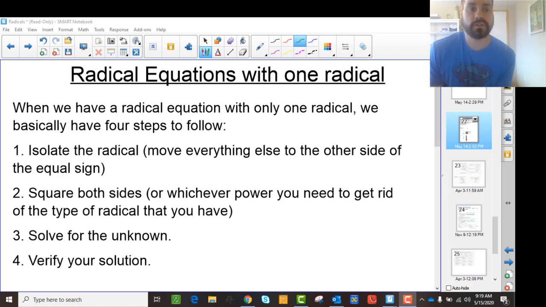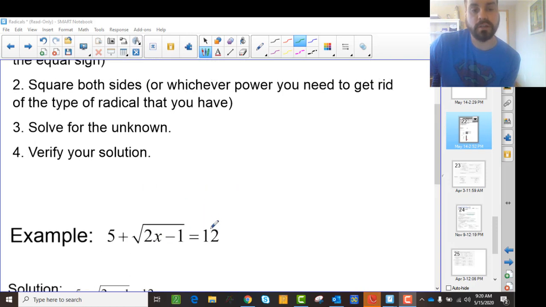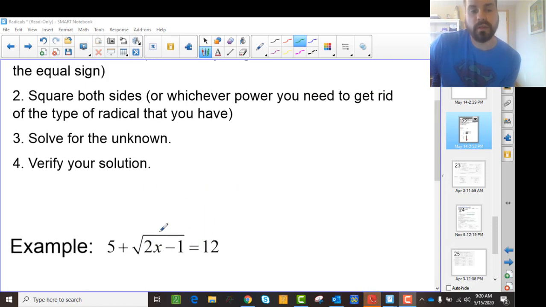In order to solve a radical equation, you first have to understand what a radical equation is. It's an equation, so something equals something, but it has a radical in it. We're going to talk about radical equations with one radical first. Here's an example: 5 plus the square root of 2x minus 1 equals 12. It's an equation because something equals something, and it's a radical equation because it has this radical in it.